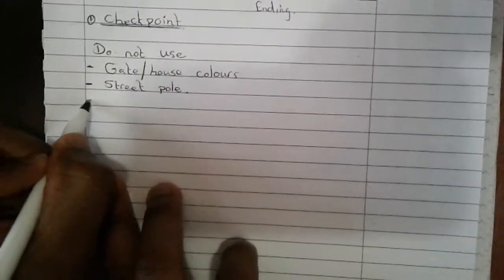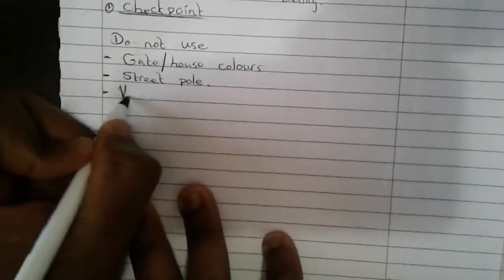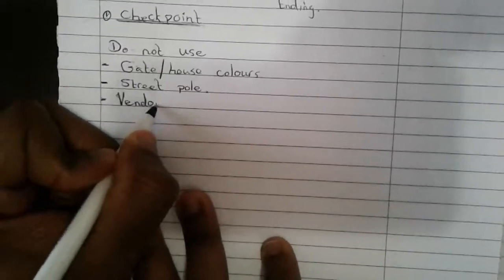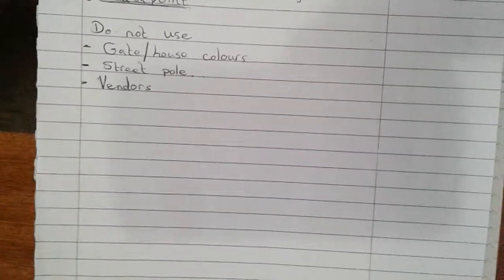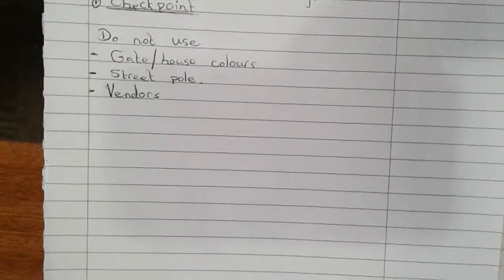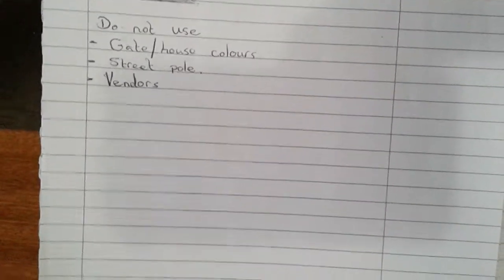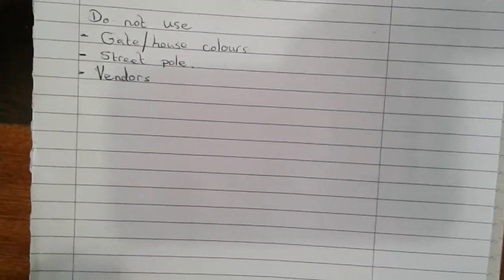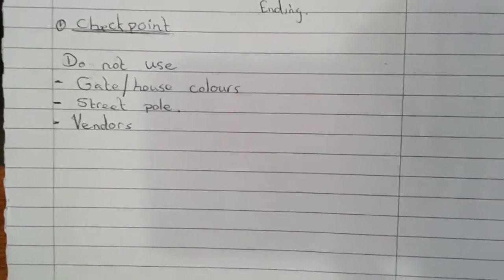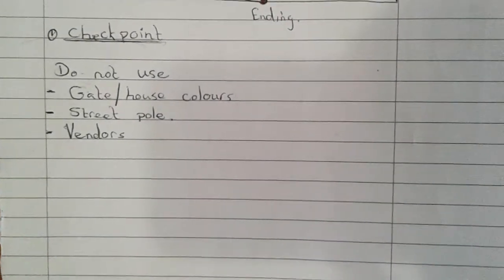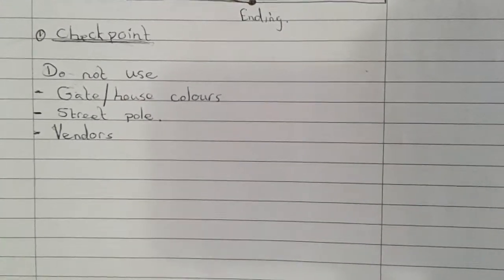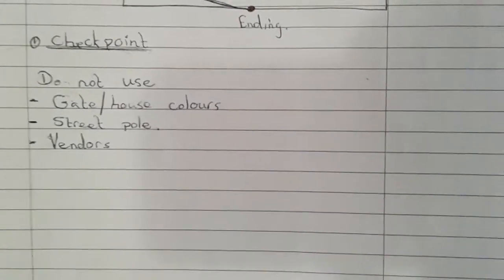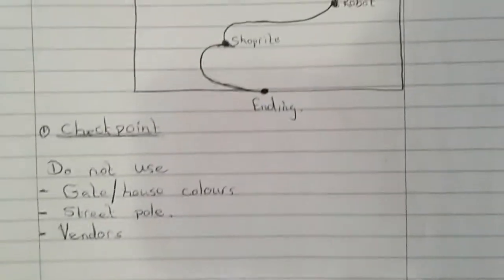So another thing you never use is vendors. Not vendors as in vendor people, but vendors as in people selling in the streets. You don't use vendors because they can change spots at any time. They can change from the left to the right at any time. Well, I guess that's just about it. I cannot think of another thing you should not use. But remember to use your checkpoints more. The more checkpoints you use, the more marks you will get.